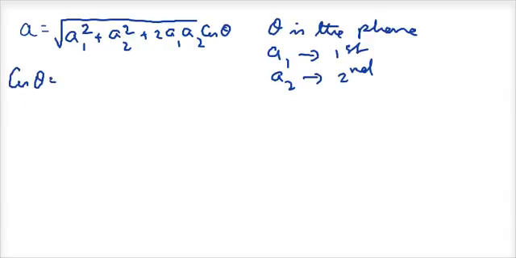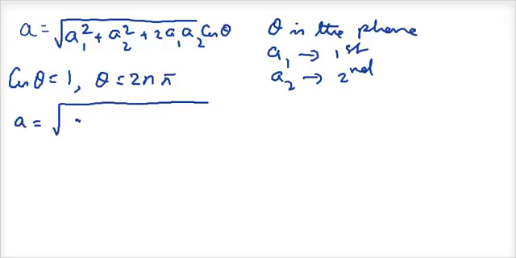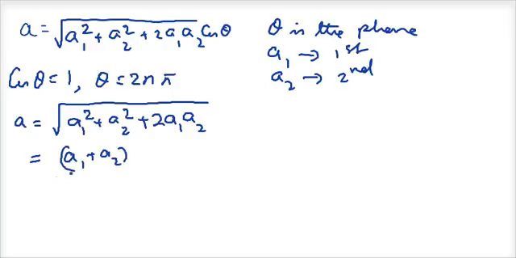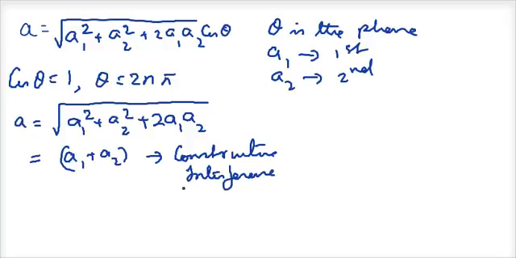Suppose cos theta is equal to 1, that is theta is equal to 2n pi. Understand that these are all cyclic functions. So if theta is equal to 2n pi, cos theta is equal to 1, then A can be written as root over of A1 square plus A2 square plus 2 times A1A2, which can further be written as A1 plus A2. This is what is referred to as constructive interference. In constructive interference, the resultant amplitude is the sum of the two amplitudes.